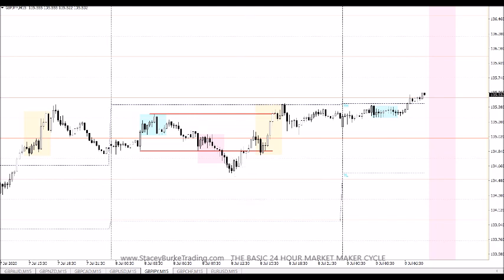a 3-bar engulfment, and then a pullback into the range, a 1, 2, 3 on traders who were short in the London session, hitting stops, and then stop hunting traders who were long from the move off the bottom before going sideways and resuming the move back up through the high of the day. So again, we're not talking about 50 pips or anything else. We're talking about the basic market maker 24-hour cycle.